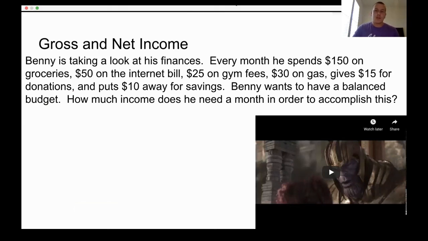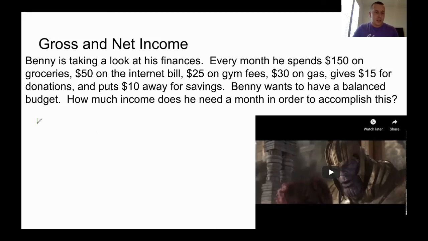So what we would need to do is take a look at how much income he needs compared to his expenses, okay? So we'll go income on this side. We'll draw a line. And usually when you have a budget, you put your income all on one side and your expenses on the other side, okay? So expenses go on this side. We don't know Benny's income, but we know that he wants to have a balanced budget. So we're going to have to take a look at the differences between his income and his expenses, okay?